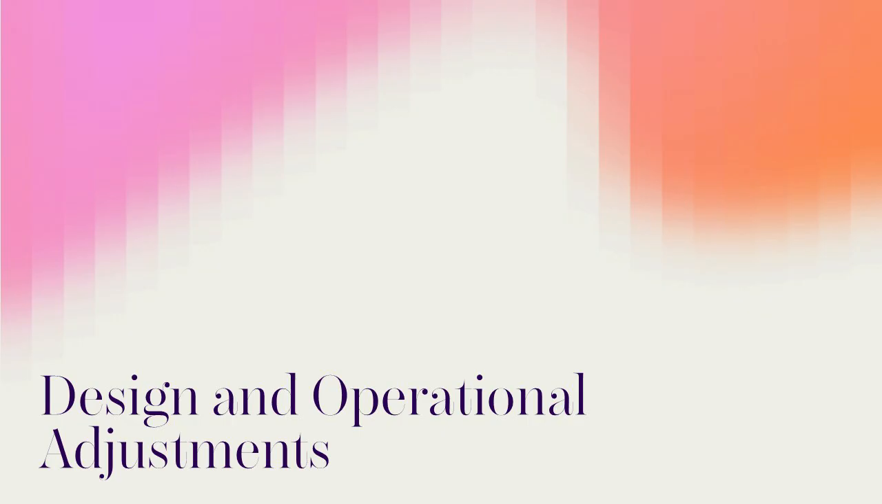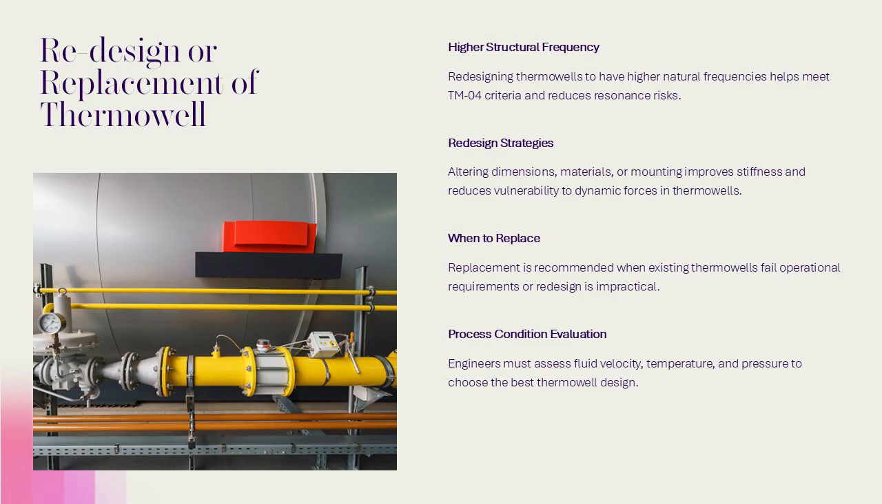Redesign or replacement of thermowell, reduction in fluid velocity. One of the most effective corrective actions is to redesign or replace the thermowell with a model that has a higher fundamental structural natural frequency. This adjustment ensures compliance with TM04 criteria and minimizes the risk of resonance caused by vortex shedding. Redesign strategies may involve altering dimensions, material selection, or mounting configurations to enhance stiffness and reduce susceptibility to dynamic forces.